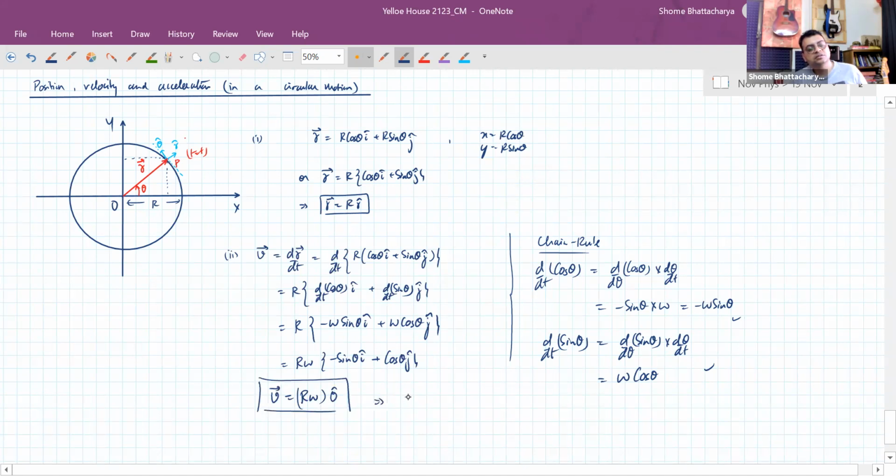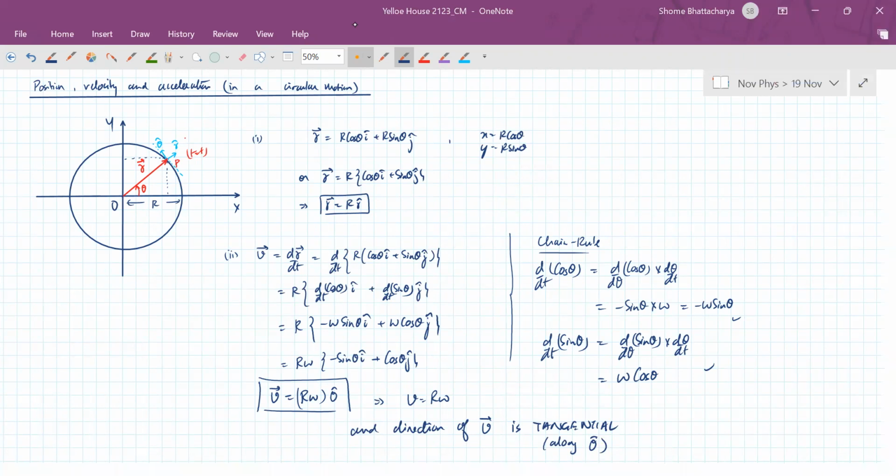So this shows us that the magnitude of velocity is r omega and the direction of the instantaneous velocity is tangential at all times. That is along theta cap. That you know from before about circular motion, that at any point of time in the circular path, the instantaneous velocity points along the tangent to the circle. But this is the proof of that using calculus and vectors. Just make a note of this, people. This is an important derivation.